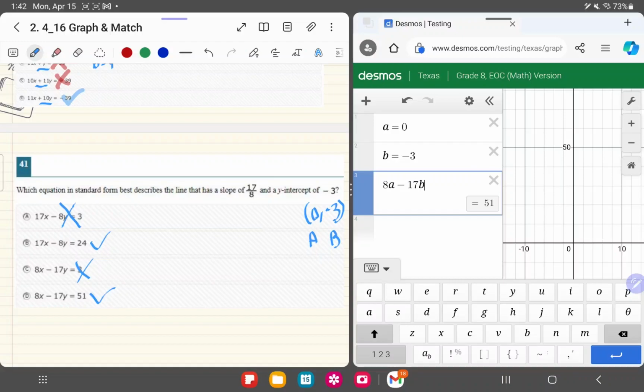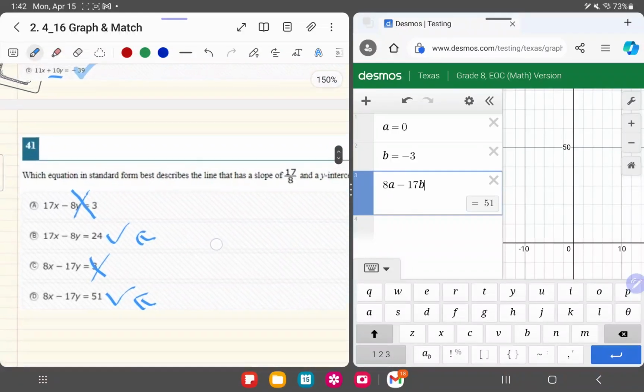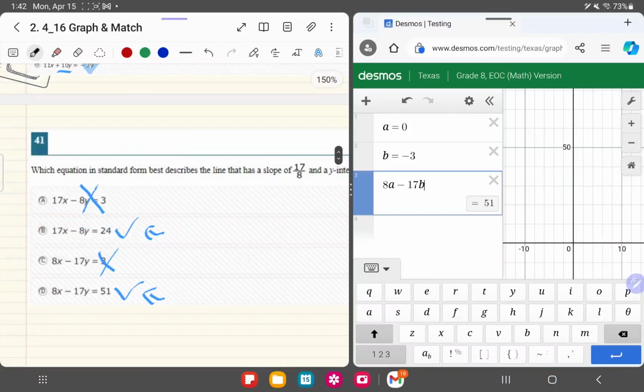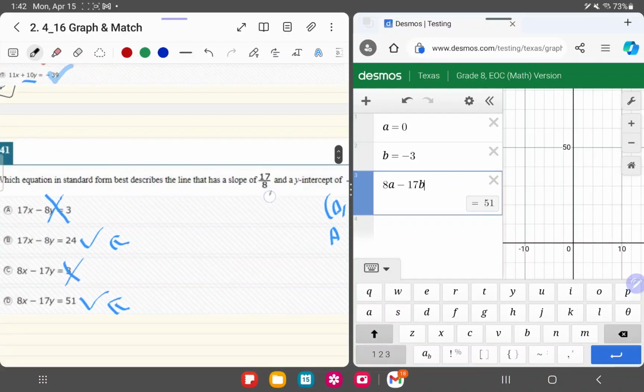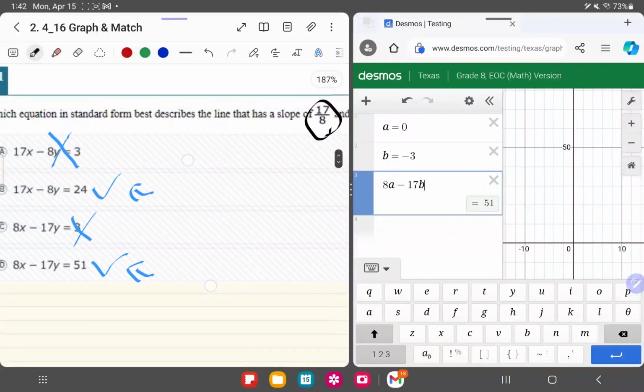Now, the reason why I did that is because those two equations, this one and this one, have a y-intercept of 3 or -3. So we can minimize our answer choices, giving us a 50-50 chance, just in case you don't know how to solve for y. Once you get it to 50-50, all you have to do at this point is see if you can get the slope of 17/8. And the only way that you can do this is by solving for y.